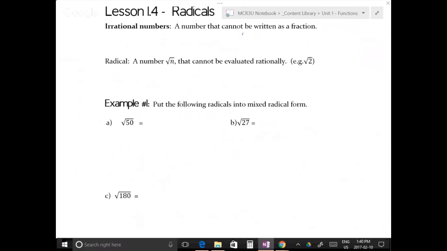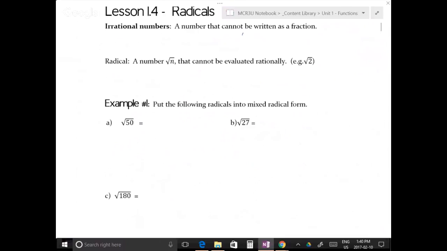Okay. So today a relatively straightforward one. I will do my best to be nice and quick. I'll give you some time to work without listening to me talk. On radicals. Okay, so radicals are a special type of irrational number.